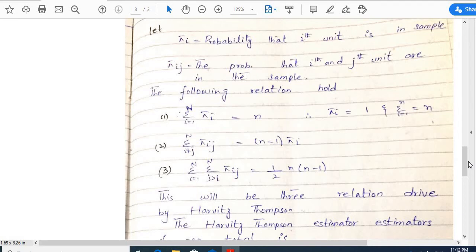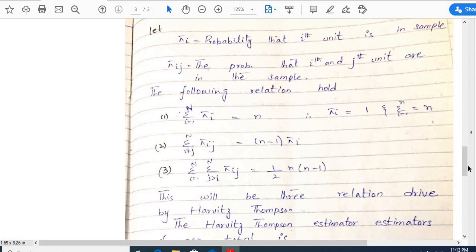Sum of i varying from 1 to capital N, pi i is equal to small n, where pi is equal to 1. Sum over j not equal to i up to n, pi ij is equal to n minus 1 into pi i. Sum over i varying from 1 to capital N, j greater than i, pi ij is equal to n into n minus 1 over 2. These will be the three relationships derived for Horvitz-Thompson estimators.